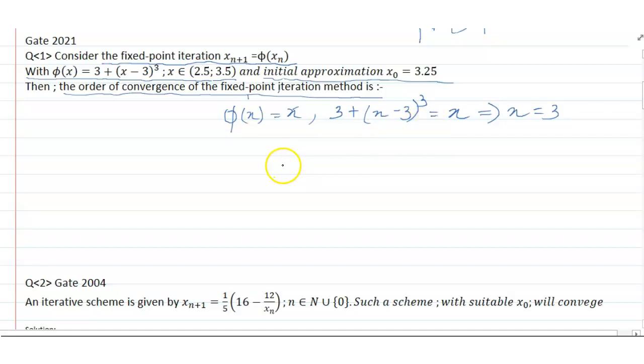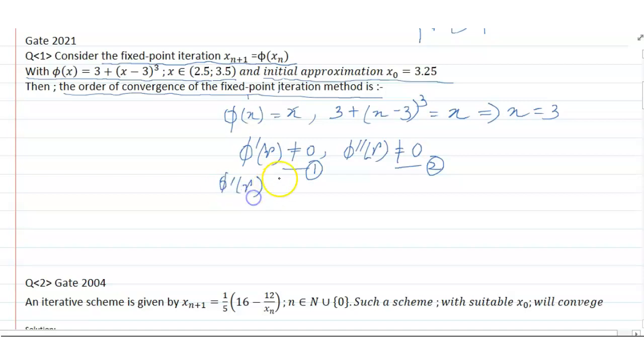So friends, the root r is x = 3. If φ'(r) is not equal to 0, according to the iteration process, that is condition number 1. Number 2: if φ'(r) = 0, then φ''(r) is not equal to 0.